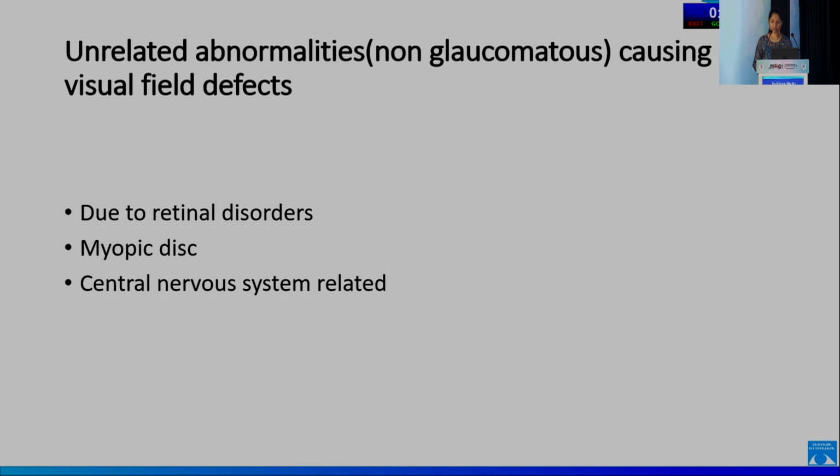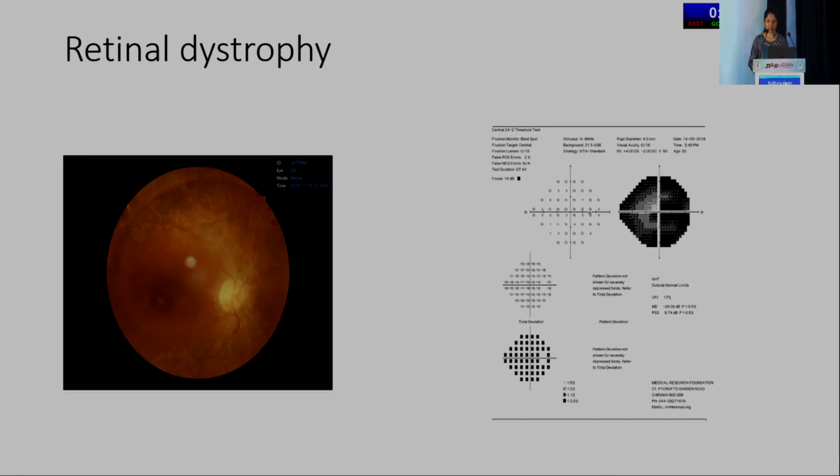Unrelated abnormalities causing visual field defect could be due to retinal disorders, myopic disc, or central nervous system related causes. This is a field test showing a constricted visual field in a patient with a retinal dystrophy.